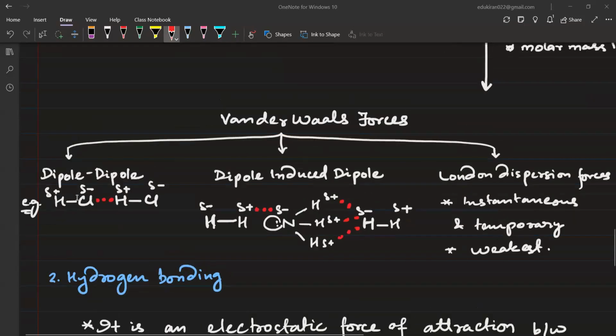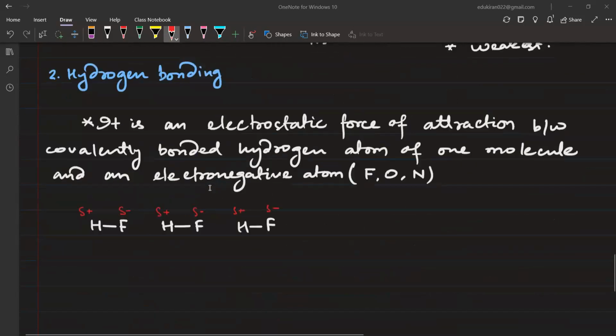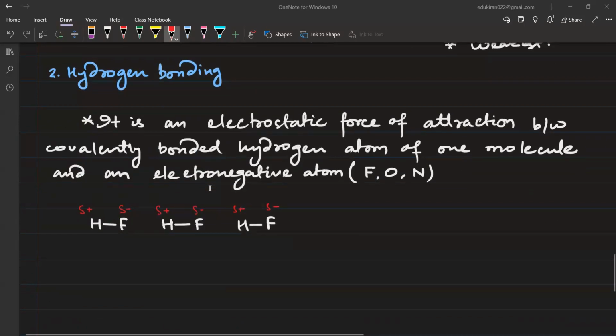Here also HCl has a dipole, a pure dipole. Similar dipole is present in HF, but because of its very high polarity, we have given it a different name. And this polarity is so high that it is like 10 times, 20 times more than the previous van der Waals forces. So see here, this red line, it is the hydrogen bond. This red hydrogen of one atom, electronegative element of another atom.